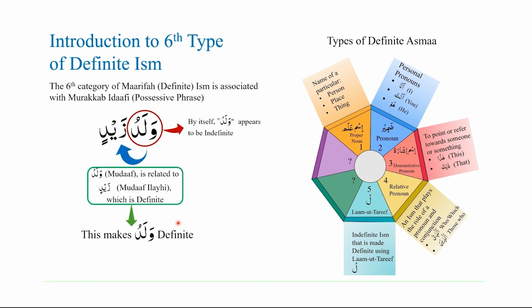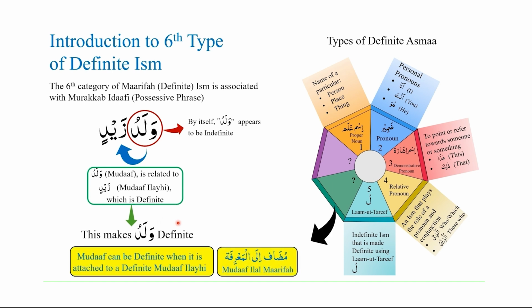The correct terminology for this type of definite ism is mudaf ilal marifa. To summarize, mudaf can be definite when it is attached to a definite mudaf ilayh. Such a definite ism is called mudaf ilal marifa.